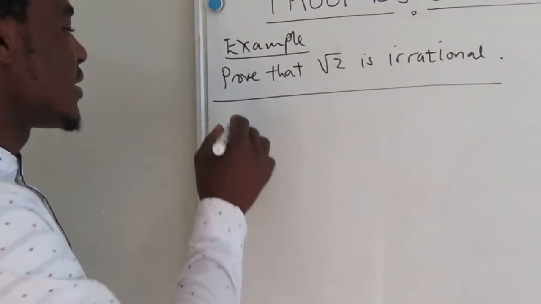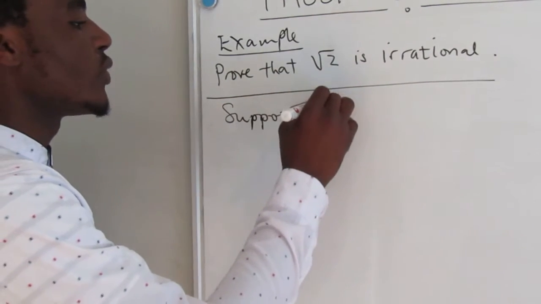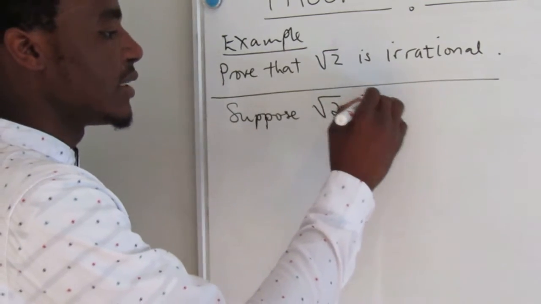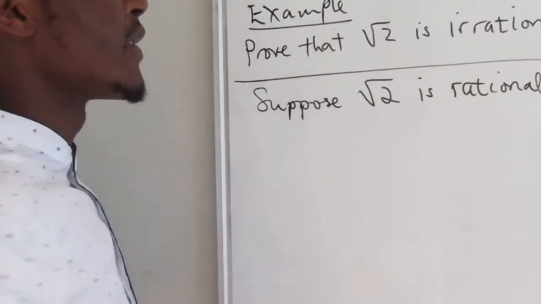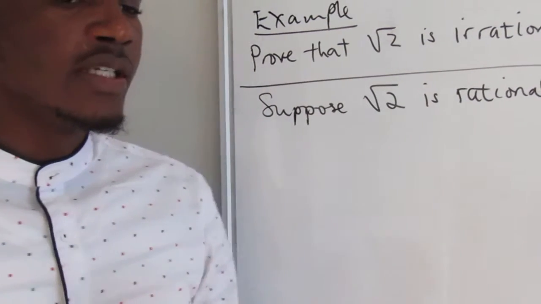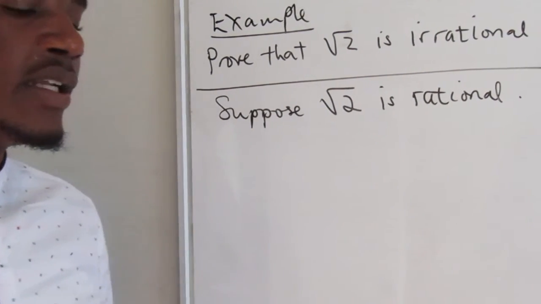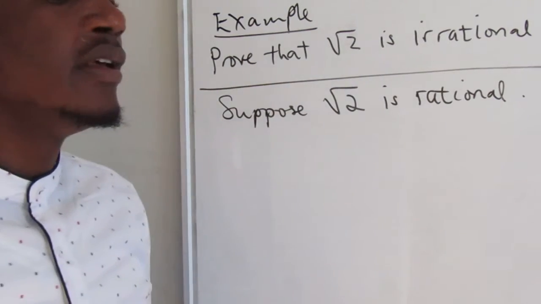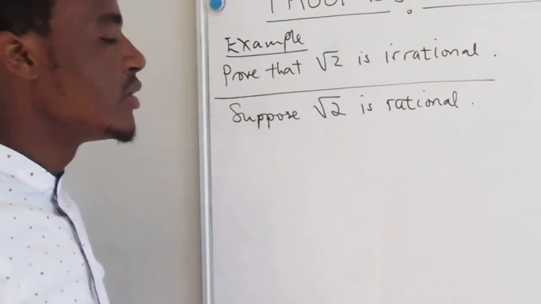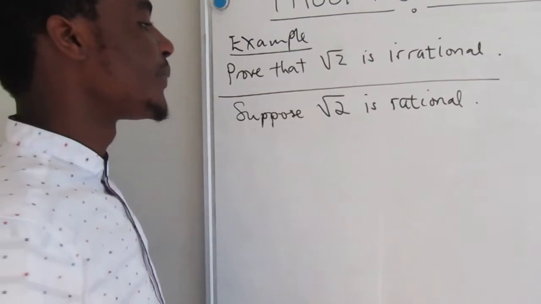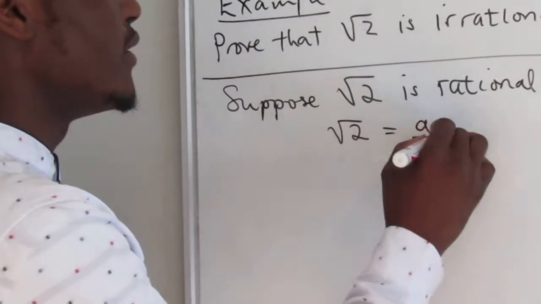So in this case, suppose the square root of 2 is rational. Remember, a rational number can be written in the form a over b, where a and b are integers, but b must not be equal to 0. So the square root of 2 is equivalent to a over b.